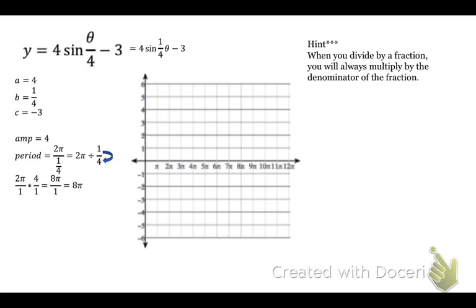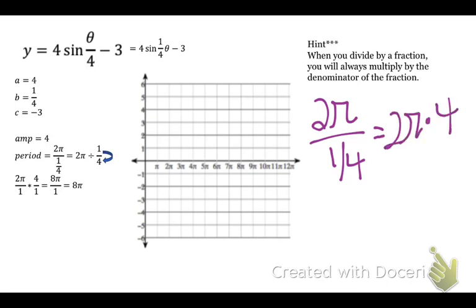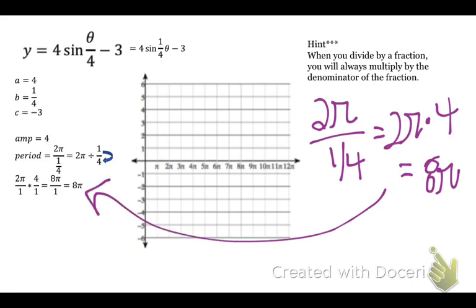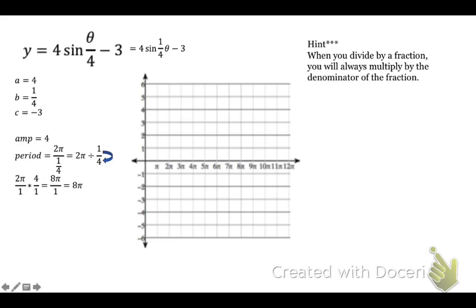One hint: when you divide by a fraction, you can always multiply by the denominator. Here, I knew it was 2 pi divided by 1/4, so we could just do 2 pi times 4, and you get 8 pi, which is the same. Okay? Now, the vertical shift is down 3, so we're just going to draw that new axis right there at -3.